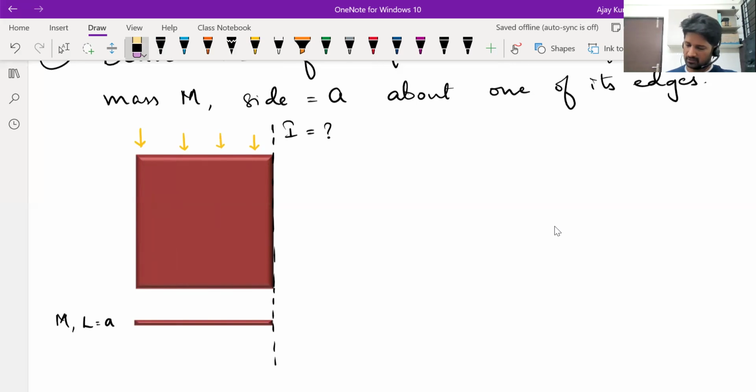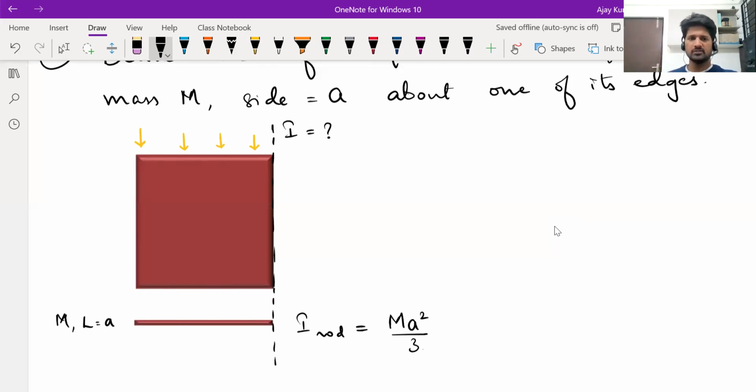ML square by 3. So Rishi, tell me, how much will be the moment of inertia of the rod about this axis in this case? How much is the length? Length is a, the side of the square. So this becomes ma square by 3. That is for the rod.